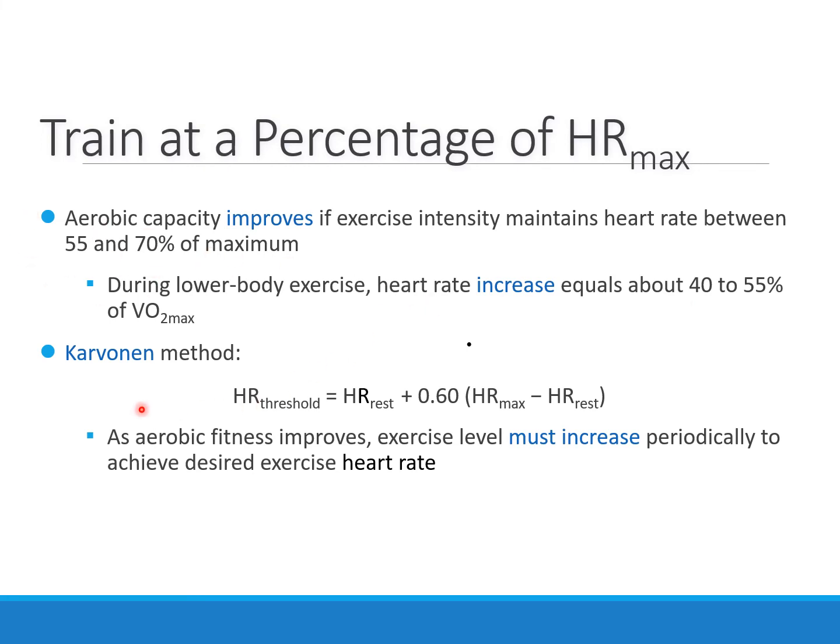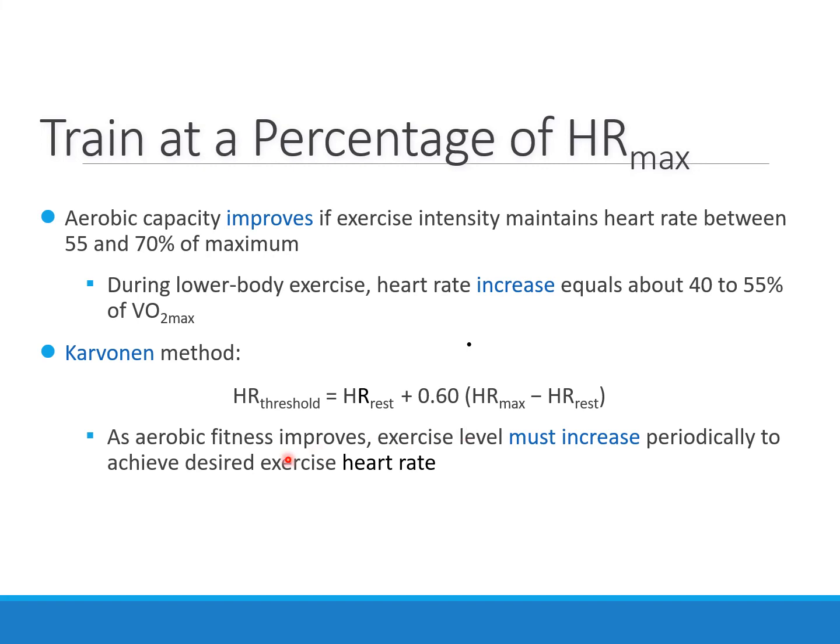The heart rate threshold can be calculated via the Karvonen method, and that's this formula here. You don't need to memorize this formula. I would never ask you to memorize a formula. But I think it's just a nice way of calculating things. If you were working, let's say, with a person or an athlete or a patient that wanted to start working on their aerobic fitness a little bit, this would be a way that you could calculate that.